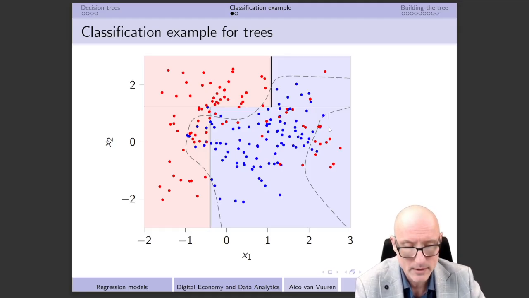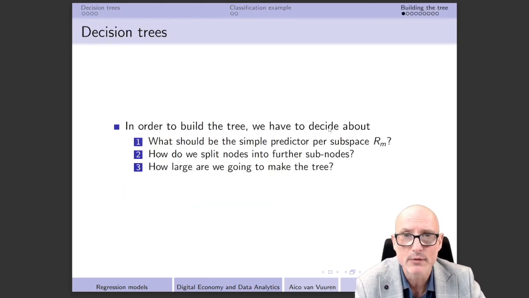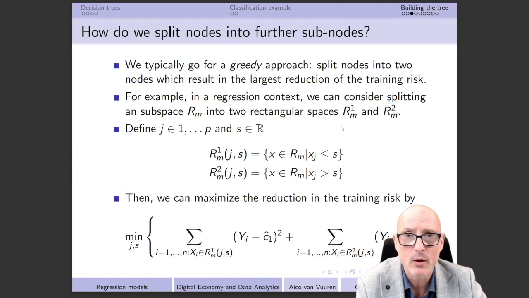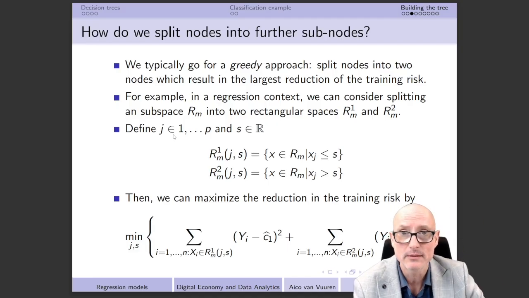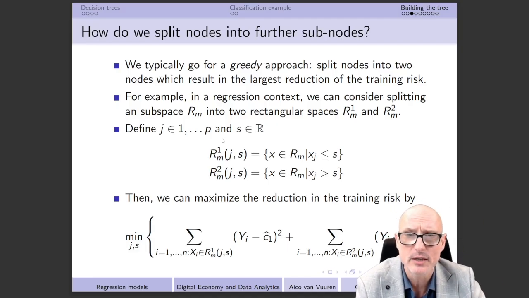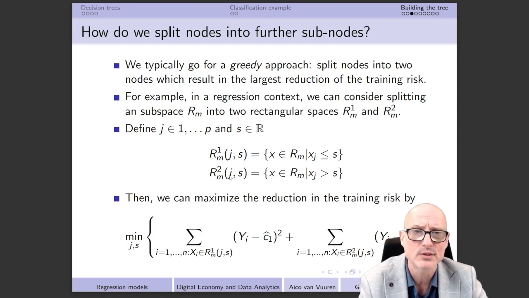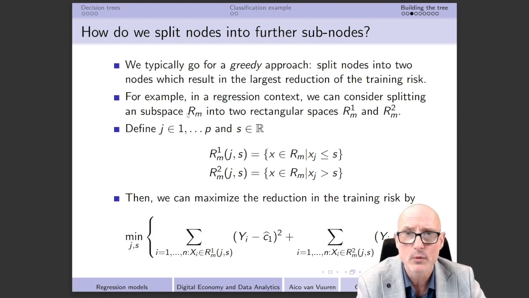So when we go back to our definitions of R1mjs and R2mjs, they first of all determine, based on the J, on which axis we are going to split. In our case just two axes, but generally we have p different features, and the S determines where we are going to split. And take into account that if we already have R1mjs, then we also know R2mjs, because that's just the remaining part of this original subspace.